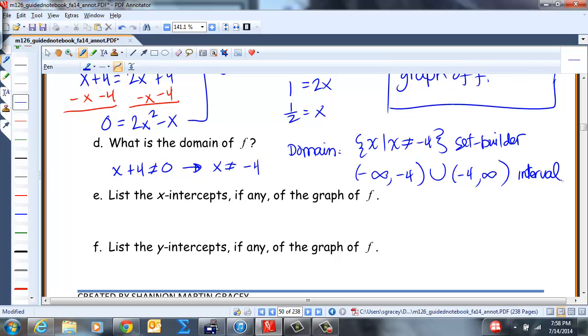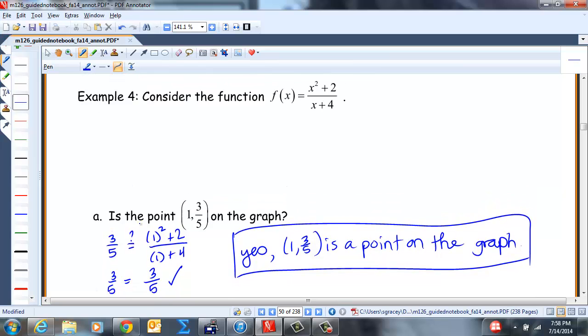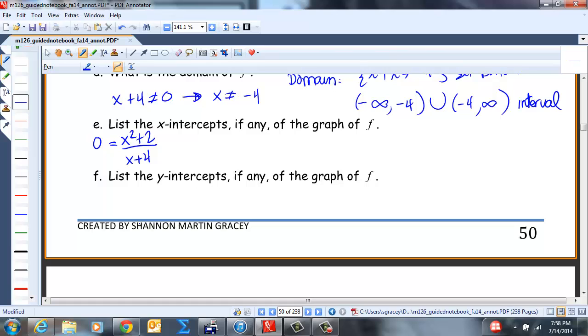Okay, list the x-intercepts, if any, on the graph of f. In order for us to have an x-intercept, we would have to have a real solution to the zeros of the graph. So this was our original function. If you get a 0 in the numerator, that will zero out the fraction. So x squared plus 2 equal to 0 gives x squared equal to -2, but that would be imaginary numbers for your solutions. So we would say there are no x-intercepts.